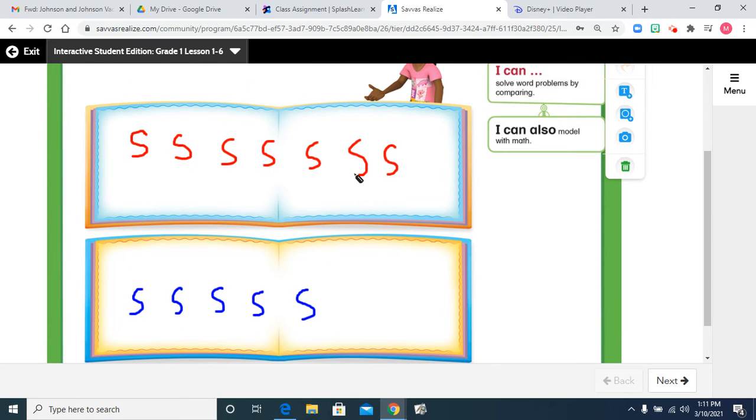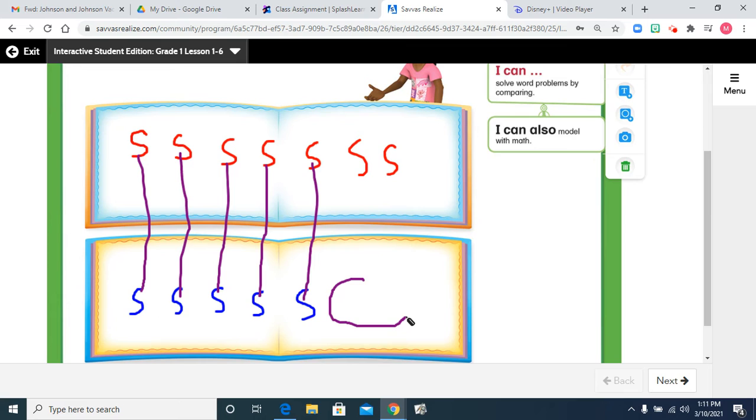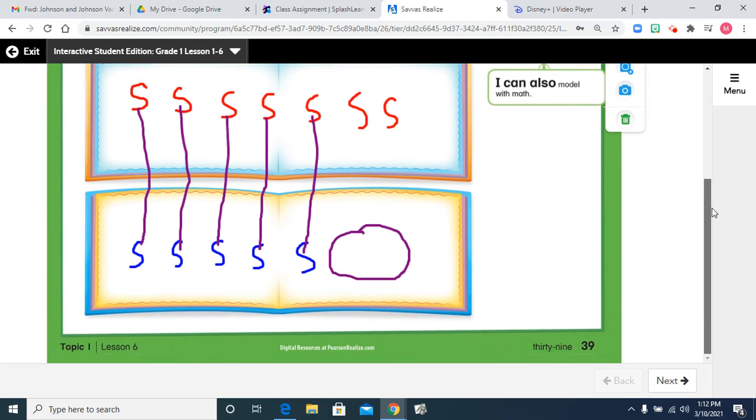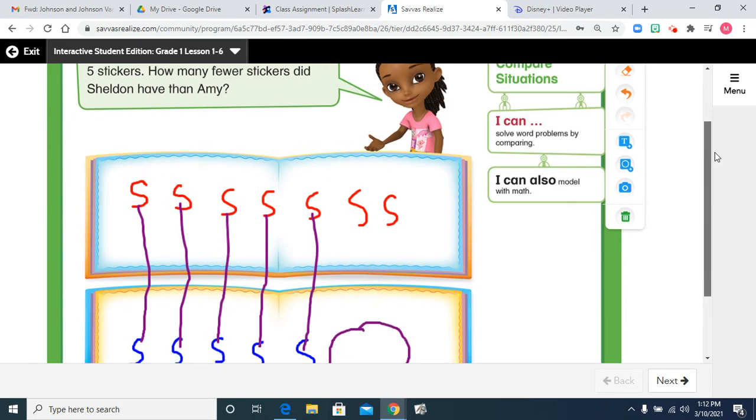Well, let's match them up and see how many fewer he had. They both had 1, so match those up. They both had 2, both had 3, both had 4, and both had 5. Now, these are Amy's stickers, so you can see how many more she has, but we're wondering how many fewer Sheldon has. So how many is he missing? Well, if you look, Amy has 2 more stickers than him, so he's actually missing 2, so he needs 2 more. So he has 2 fewer stickers.